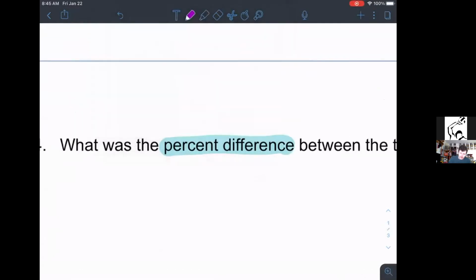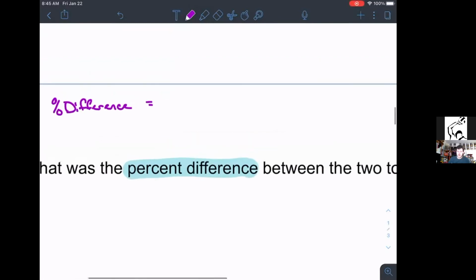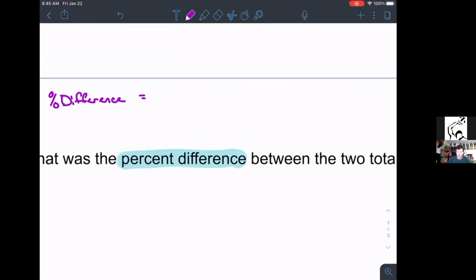So I'm going to write right here. A percent difference is going to be, I'm just going to use x1 and x2. It's going to be the difference between x1 and x2 divided by the average, or x1 plus x2 divided by 2. And then we multiply the whole thing by 100. So x1 and x2 are just random variables, just to give us an idea of what's going on.